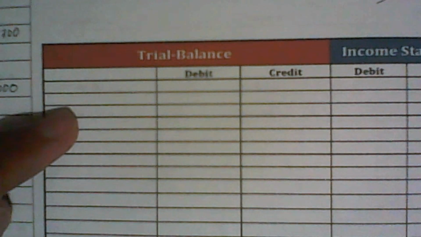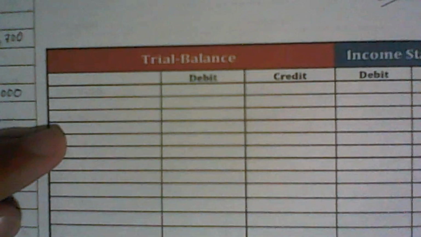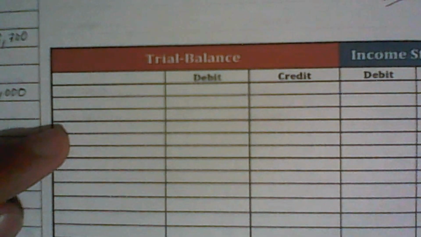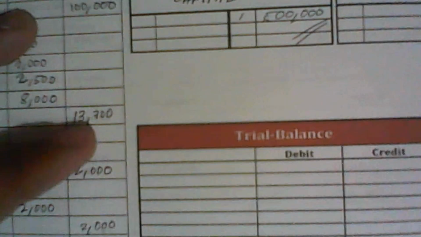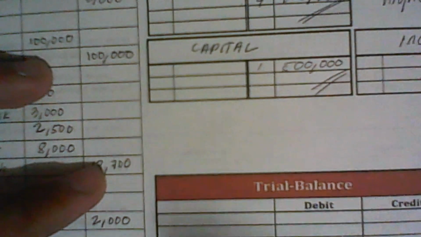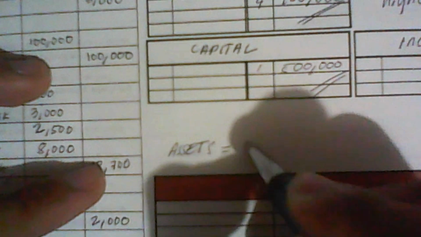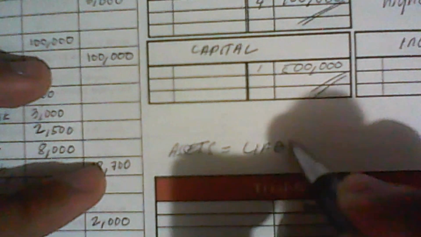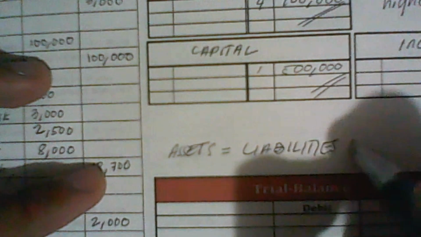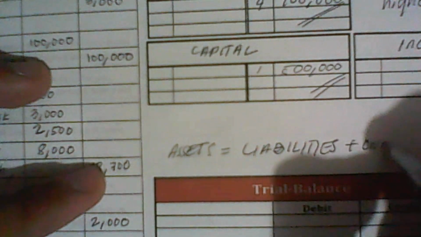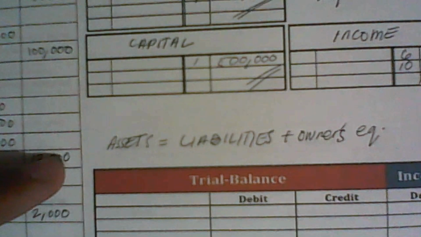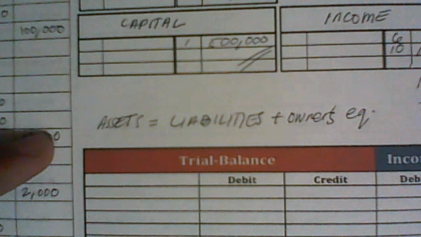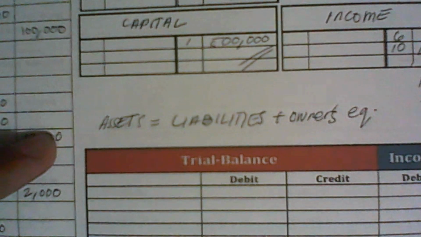So of course, we're going to write down the assets first because we have the formula, right? What is our formula again? Asset equals liabilities plus owner's equity. Okay, so asset equals liabilities plus owner's equity.